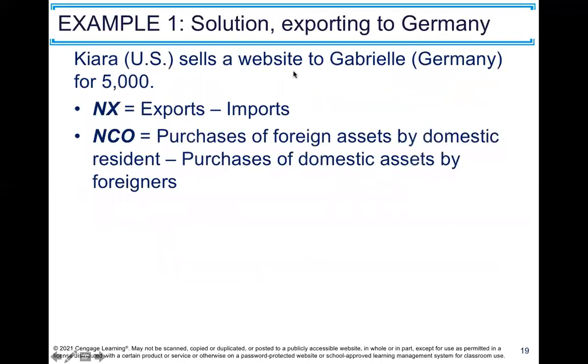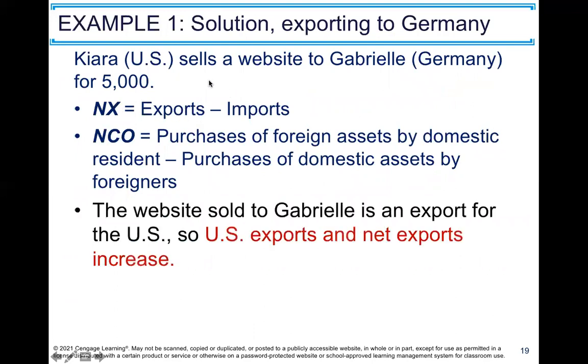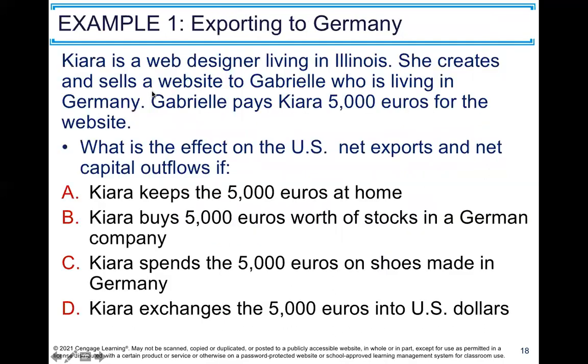Well, if Kiara sold a website to Gabrielle, that means that US net exports increase because we sold a website to Gabrielle. Gabrielle gave us some euros. She gave us euros or dollars? She gave us euros.